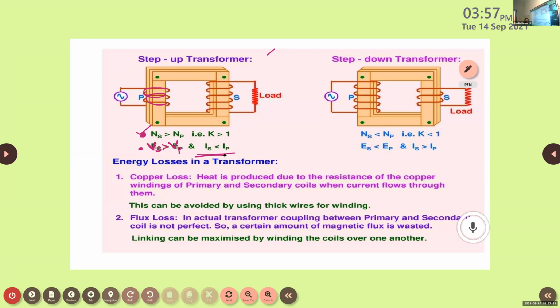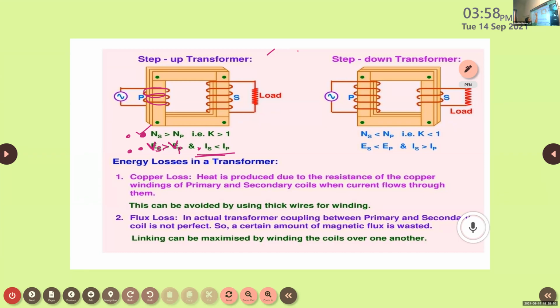A transformer is a device that is used to either increase or decrease the value of voltage. Depending upon whether it increases or decreases the voltage, we have 2 types of transformer: the step-up transformer and the step-down transformer. A step-up transformer, as its name implies, is used to increase the value of voltage. In the case of a step-up transformer, we have to notice 3 conditions: NS is greater than NP, VS is greater than VP, but IS is less than IP. So that's all about step-up.